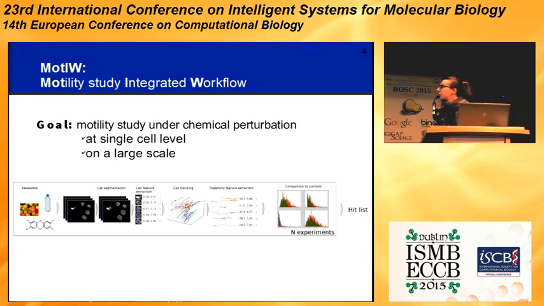To be able to study cell motility in this type of data, we have developed MotIW, for motility study integrated workflow, whose goal is to study cell motility under chemical perturbation at single cell level and on a large scale, which is what high throughput means. So let's briefly see what it's about.